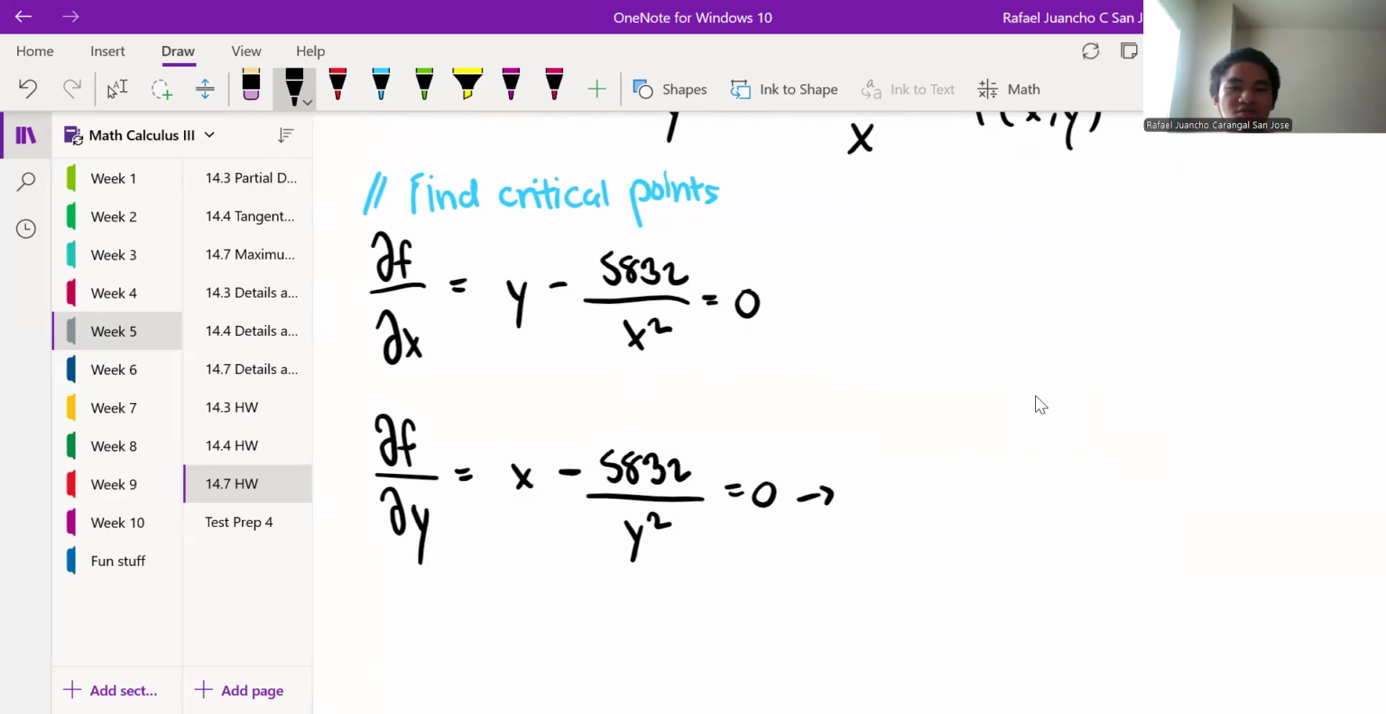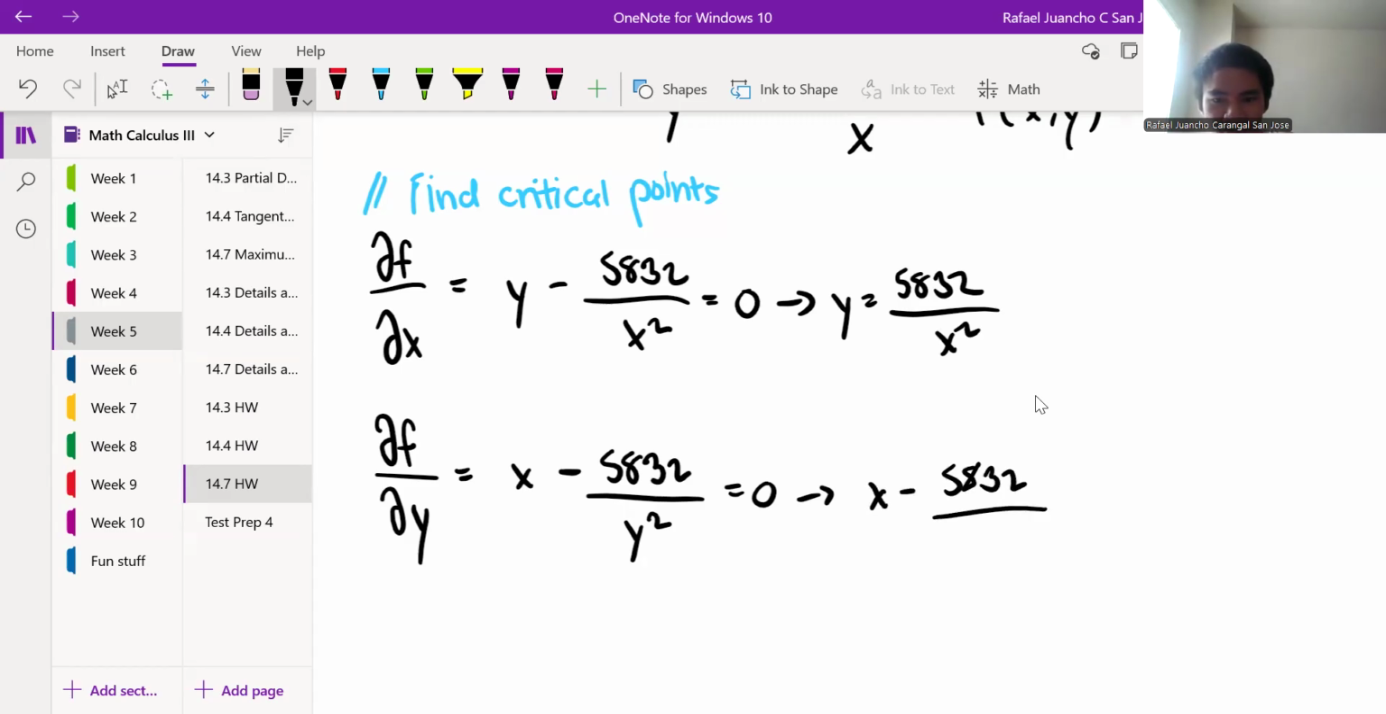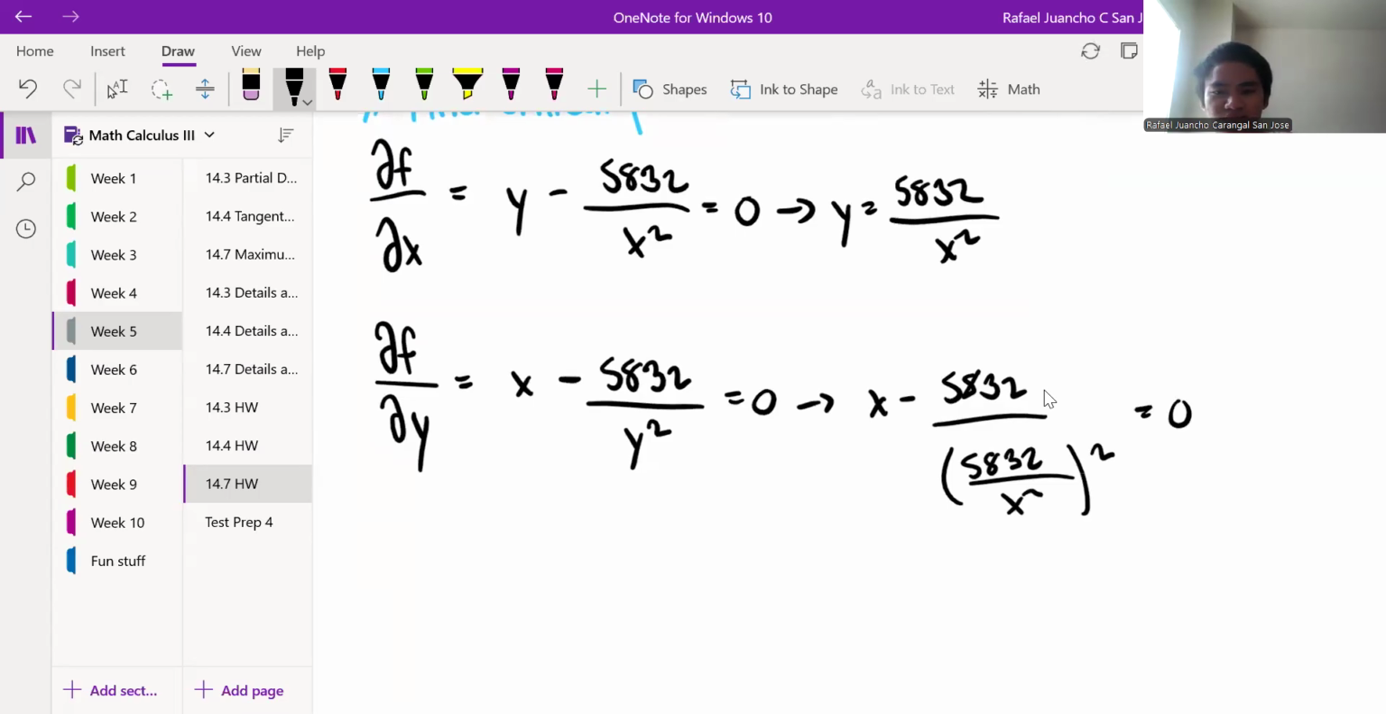And then from there, I just do the same thing. So I get y is equal to 5832 over x squared. And then I just plug that in here. So I get, oh, this is actually easy. So I get x minus 5832. I square this thing, so I get 5832 over x squared. I square that thing. And that's equal to 0.